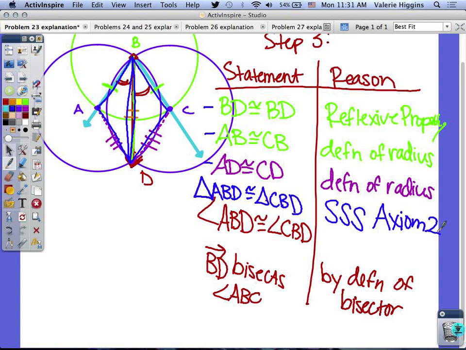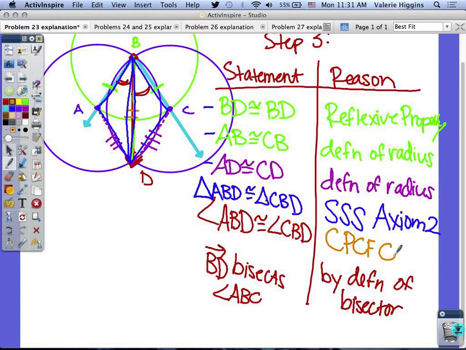All right. Now can we say that these two angles are congruent? Yes. Why? We just said that these two triangles are congruent. Okay, so are the angles part of the triangles? Yes. Are they corresponding parts of the triangles? Yes. So what is CPCFC? Corresponding parts of congruent figures are congruent.